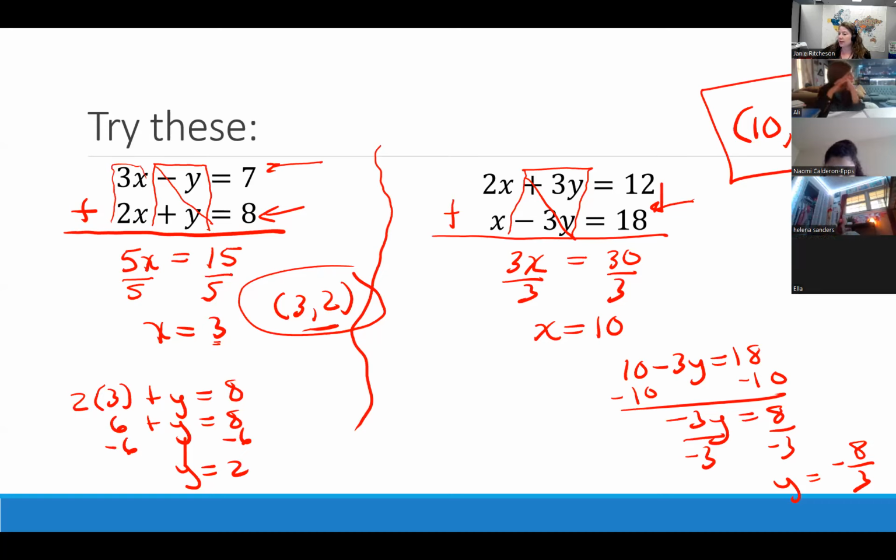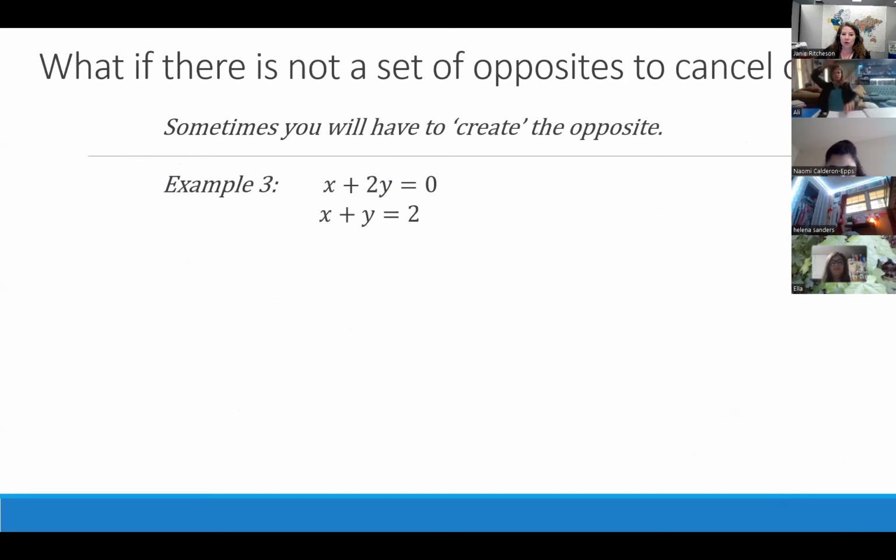All right, what questions do we have? No questions? Okay, so of course it's got to get a little harder sometimes. So it says, what if there is not a set of opposites to cancel out? Well, then you are going to have to create opposites.